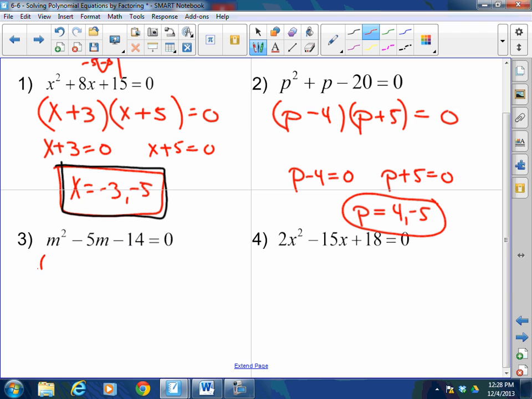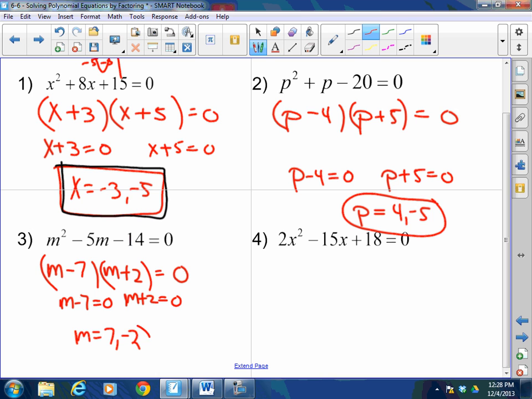Next, let's factor. What times what is -14, but when I add together is -5? And -7, n plus 2. Zero product property. You set every single factor equal to 0. So in this case, m equals 7 and -2. That means that this parabola intersected the x-axis where? At 7 and at -2.